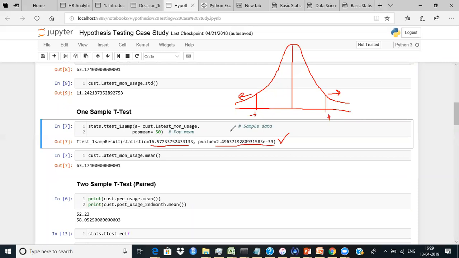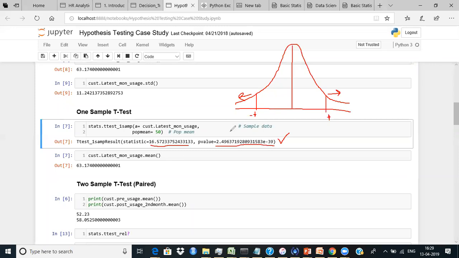Not equal to might be two things, right? Not equal to might be greater than, not equal to might be less than also. If the test statistic has a positive sign, it means the actual mean is greater than the null value. If it is negative, it will mean actual mean is less than the null value. Positive means actual greater than null. Negative means actual less than null.